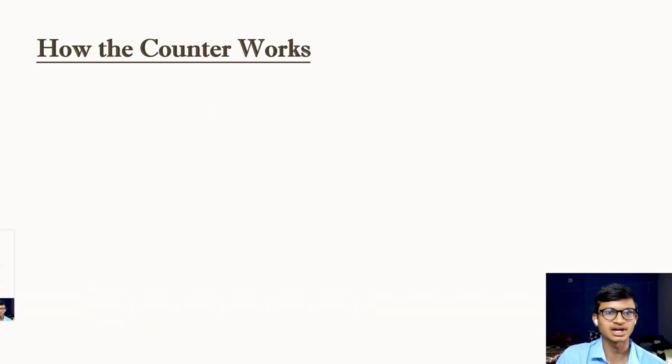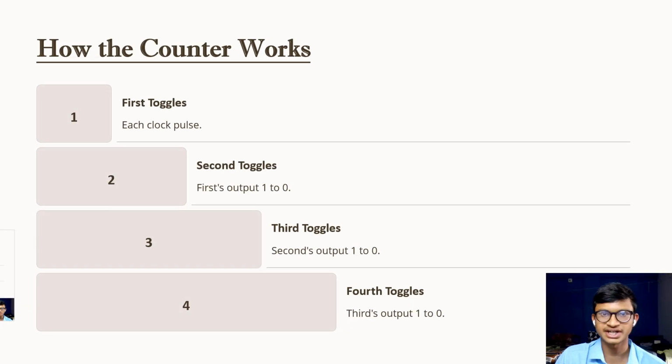Counter works step by step. The first flip-flop changes its state with every clock pulse, from 0 to 1 or 1 to 0. The second flip-flop changes only when the first one goes from 1 to 0. The third flip-flop changes when the second one goes from 1 to 0, and the fourth one does the same. Each one waits for the previous one to fall from 1 to 0. This creates a chain reaction. Because of this reaction, the flip-flops together count in binary going from 0000 to 1111. This is how we get the counting behavior of any asynchronous counter.